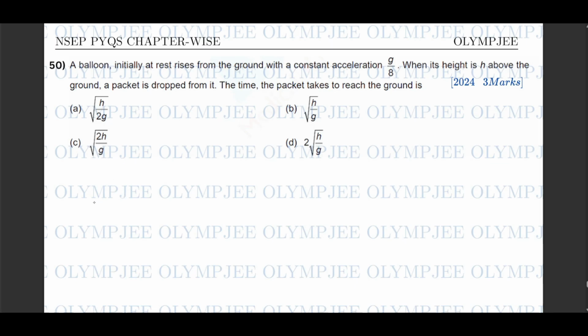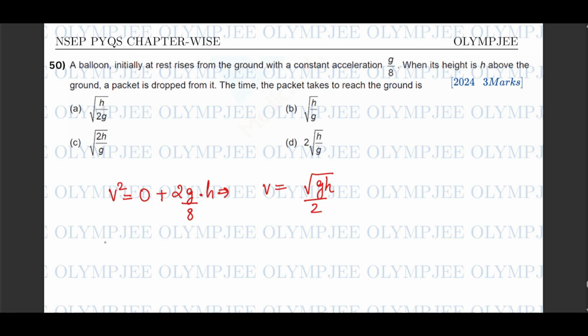So the velocity of the balloon when it is at a height h, we can find it by v square is equal to, since it is rising from rest, 0 plus 2 into g by 8 into h, which will give us the velocity as root gh by 2. So now we need to find the time the packet takes to reach the ground.